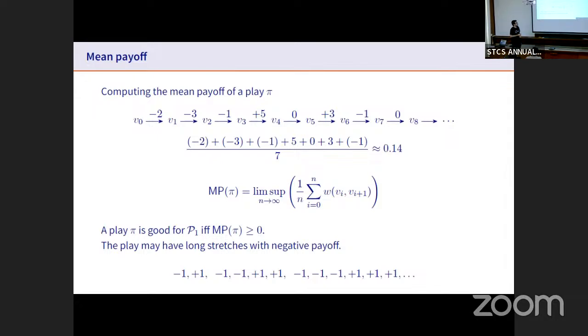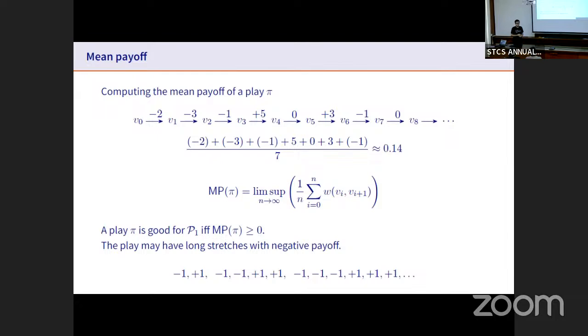One downside of this objective is that even though in the long run you may have non-negative payoff, you can construct plays where you have arbitrarily long stretches where player 1 only sees negative payoffs. So consider this play: 1 minus 1 and 1 plus 1, then 2 minus 1 and 2 plus 1, 3 minus 1 and 3 plus 1, and so on. Eventually you'll find 100 minus 1, then 100 plus 1.